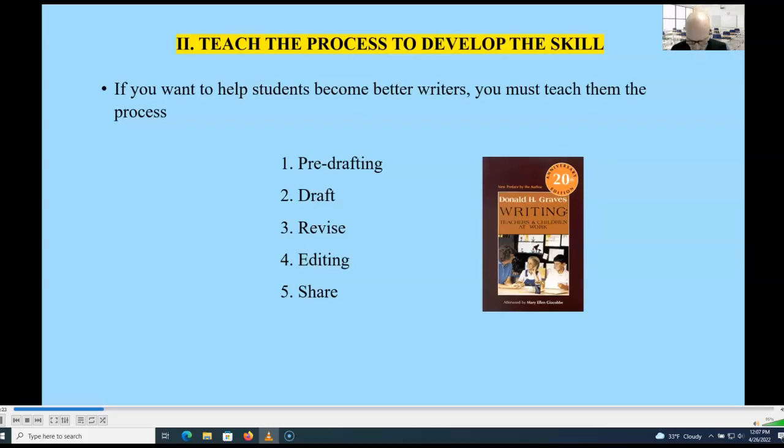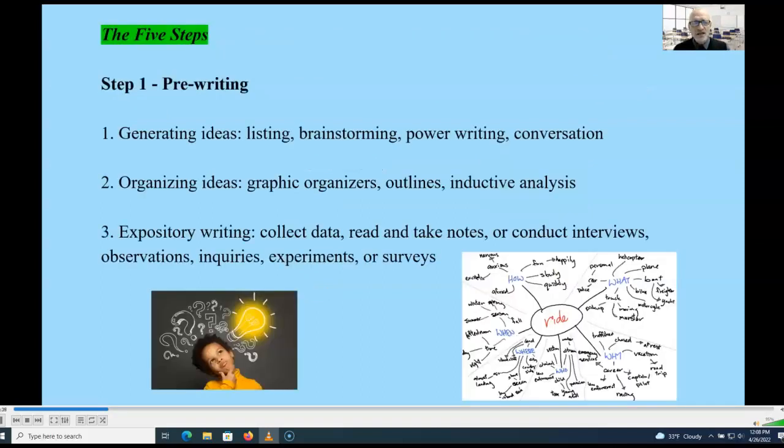And this 5-step writing process has been around for about 50 years. So let's look at each step here. And you're teaching each step of this writing process. Step 1 is the pre-writing, generating ideas, organizing ideas, collecting data. You need to teach students how to brainstorm, don't evaluate, how to list, power writing, or have conversations. These are all specific strategies that you can and should teach.